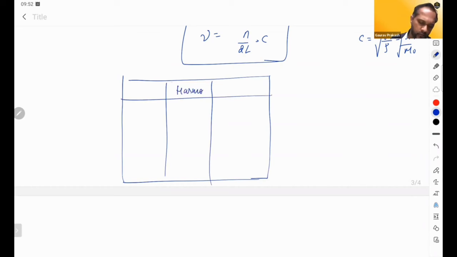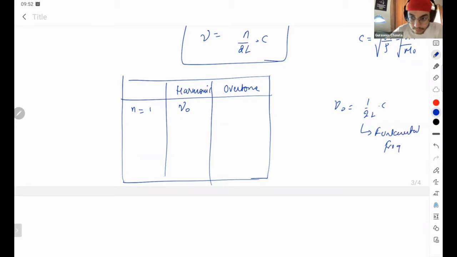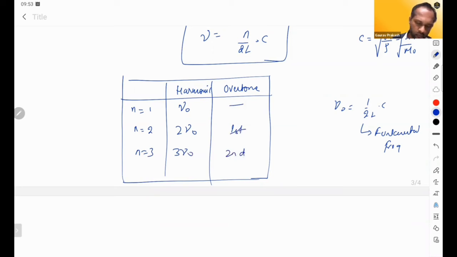harmonic and overtone, n equals to 1. First, this is the first harmonic. This is nu naught, where nu naught is 1 by 2L into C. This is called as fundamental frequency. If I take n equals to 2, this is 2 nu naught. If I take n equals to 3, this is 3 nu naught. This is called as first overtone. This is called as second overtone. This is called as first harmonic. This is called as second harmonic. This is called as third harmonic. Got it, Purashish?